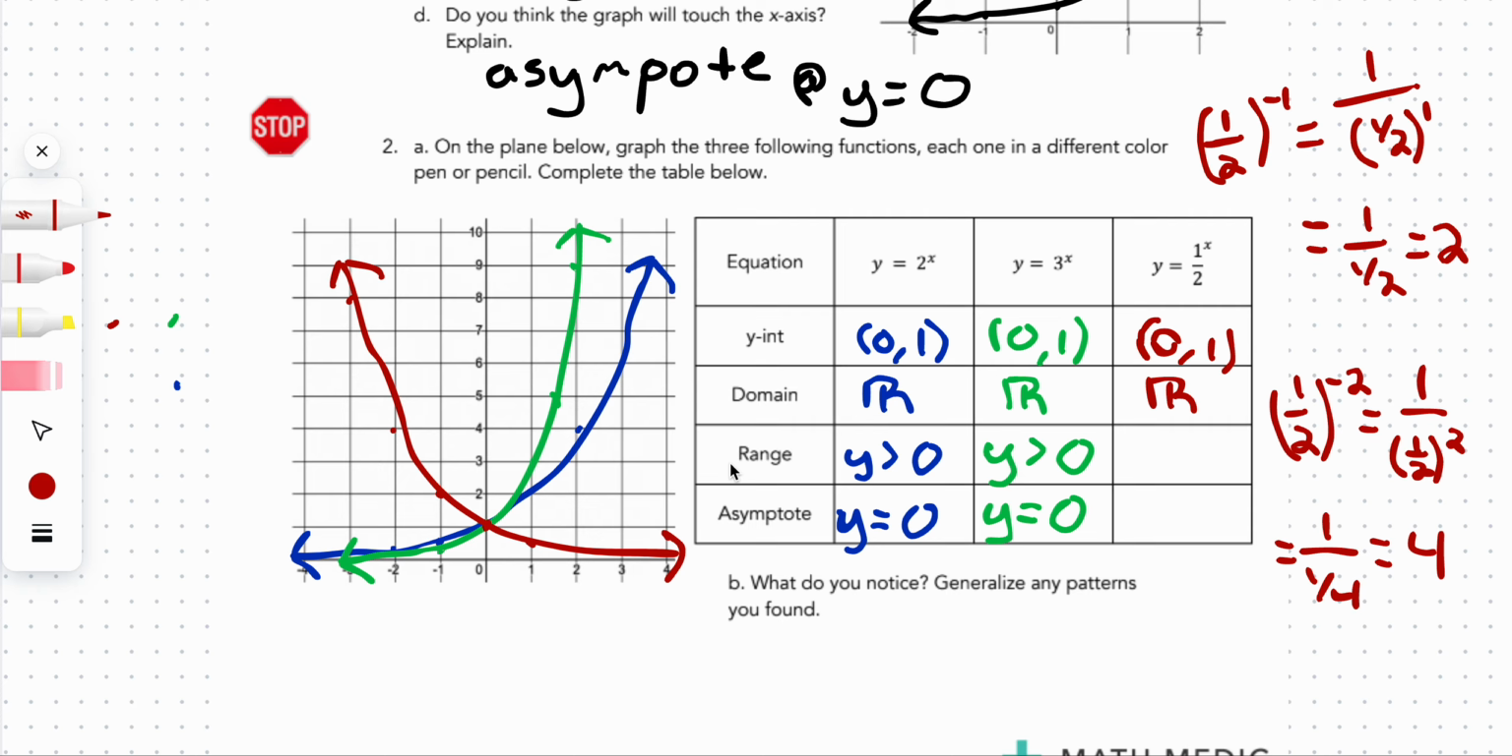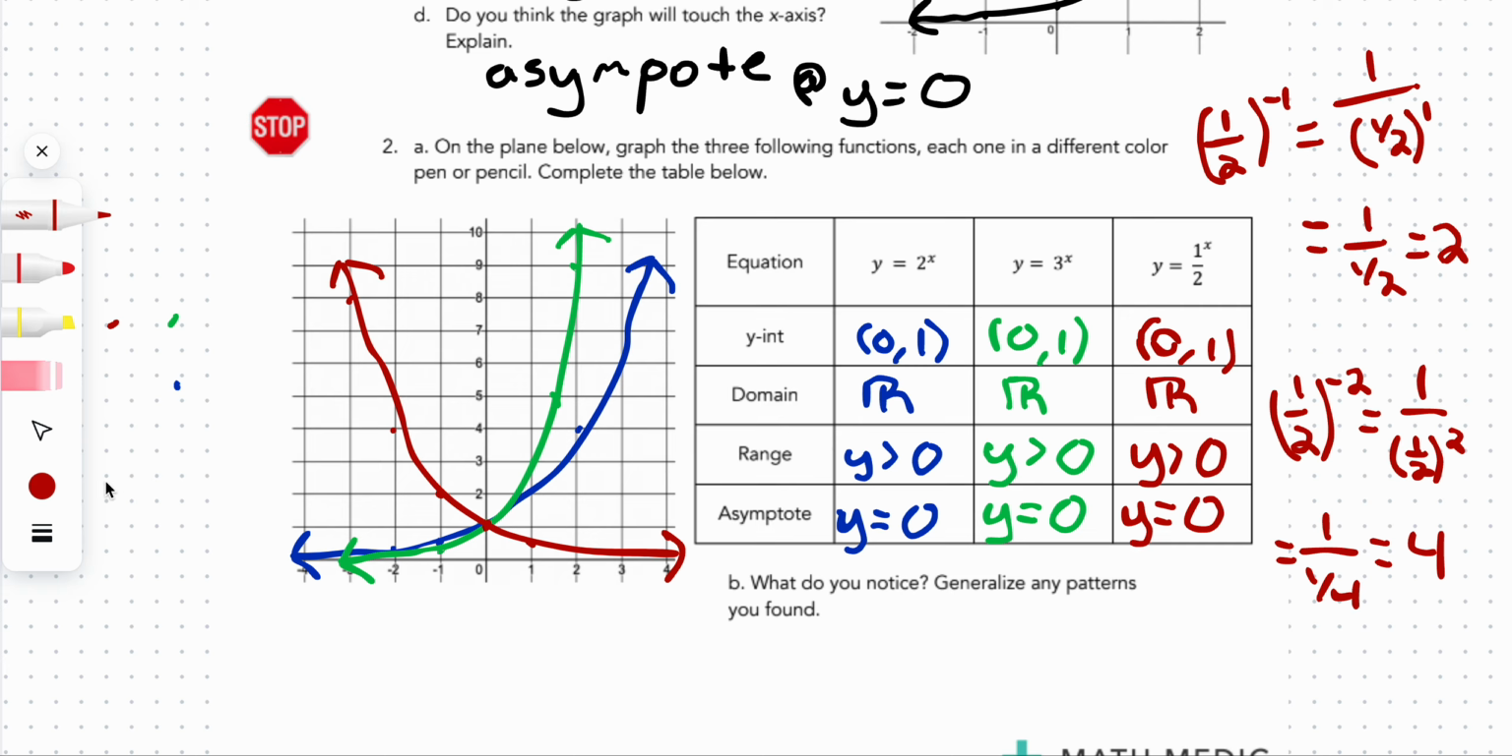So let's look at our range. Pick any point on this graph, and find what the y value is. Every single one of them is going to be greater than 0. So we have y is greater than 0. Here, what is this graph approaching? It approaches 0, but it never gets to 0. So this is also going to be y equals 0. Okay, so let's just take a step back and analyze this.